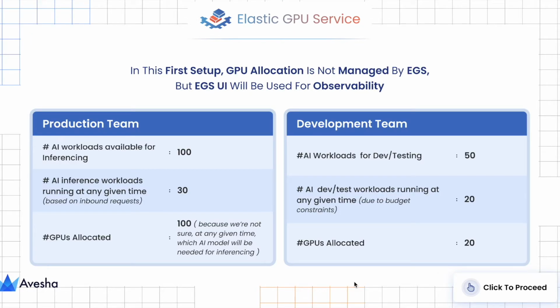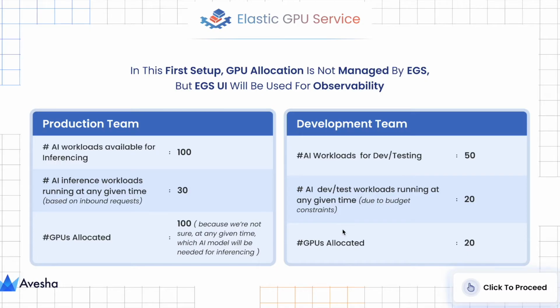Now let's dive into some real-world scenarios. This scenario involves two teams: a production team that handles all those incoming inference requests, and a development team that's busy testing and experimenting. In a traditional setup without EGS, each team will have their own dedicated GPUs, which will lead to a lot of wasted resources.